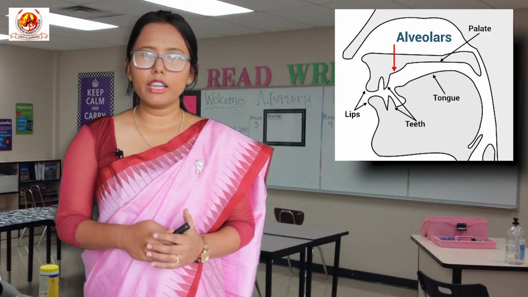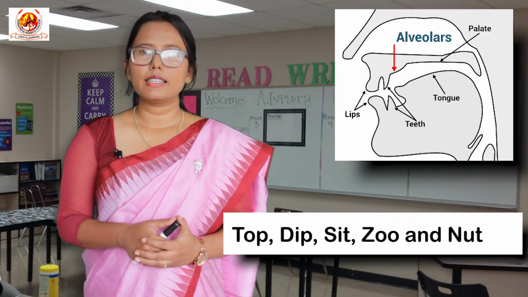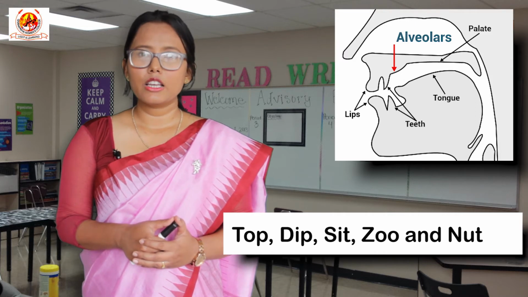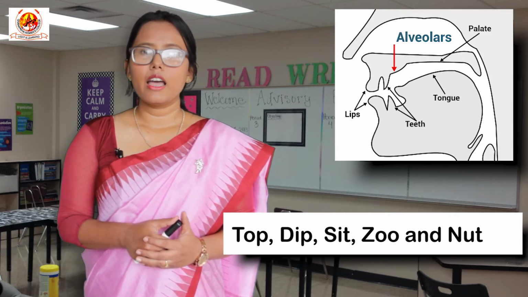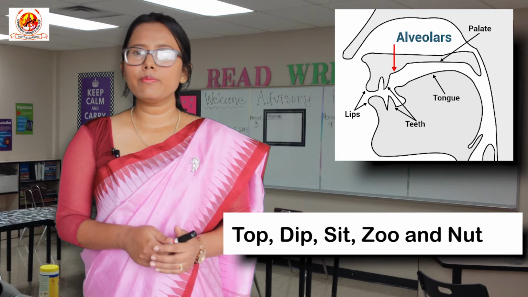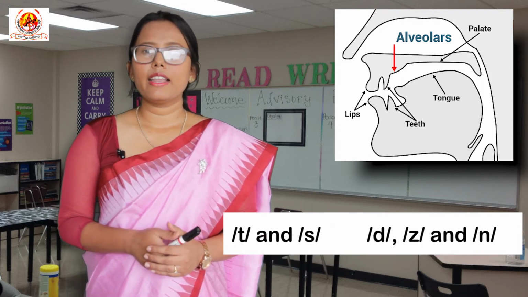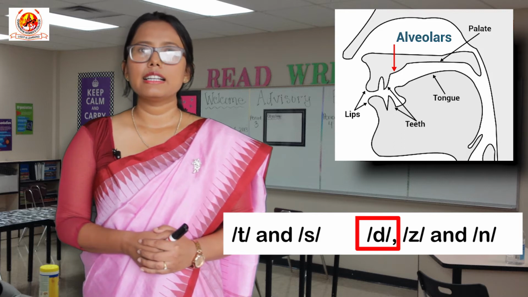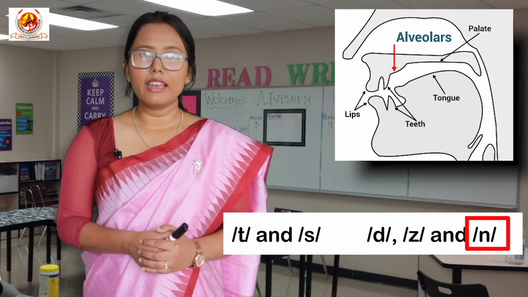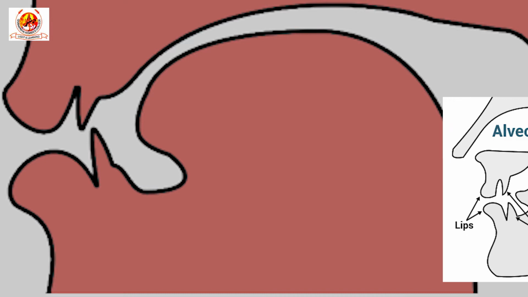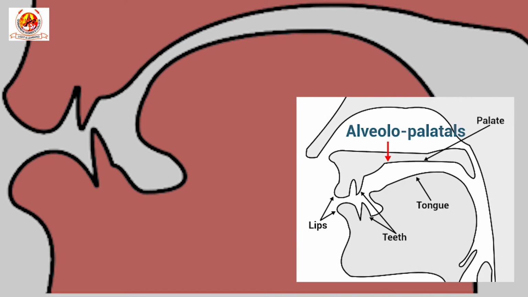The initial sound in words like top, dip, sit, zoo, and nut are all alveolars. Examples of alveolars are the voiceless t and s, and the voiced consonants like d, z, and n. The next group are the palatals, also known as the palatoalveolar.